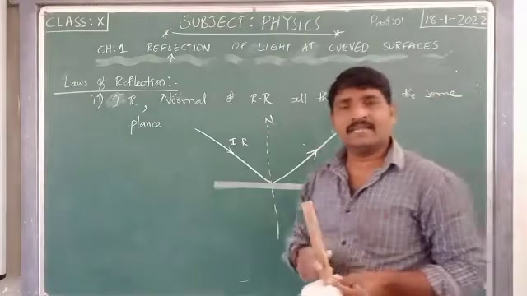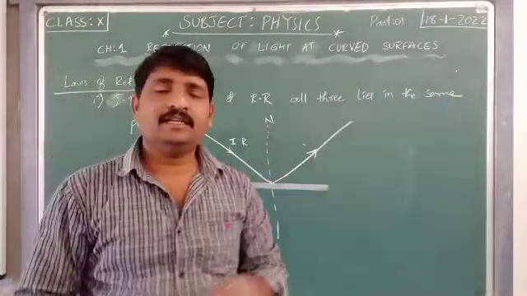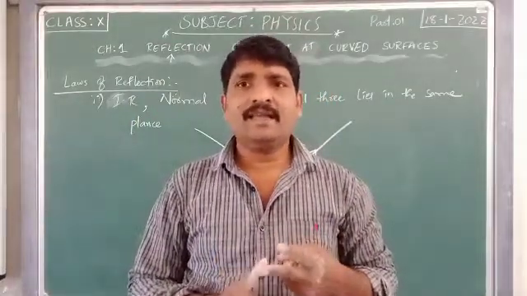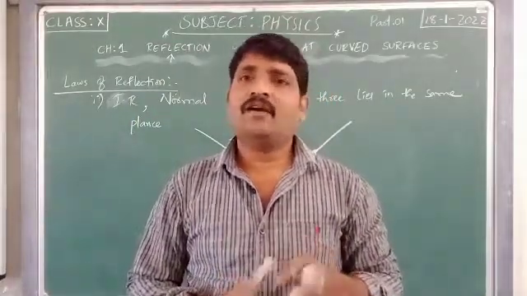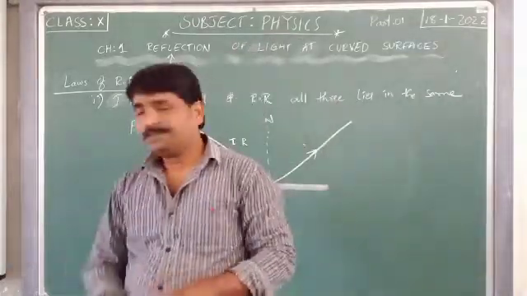Incident ray, normal and reflected ray all three lie in the same plane. This is the second law in the laws of reflection. That is, the first one: angle of incidence is equal to angle of reflection; the second: incident ray, normal and reflected ray all three lie in the same plane. This is the law of reflection.